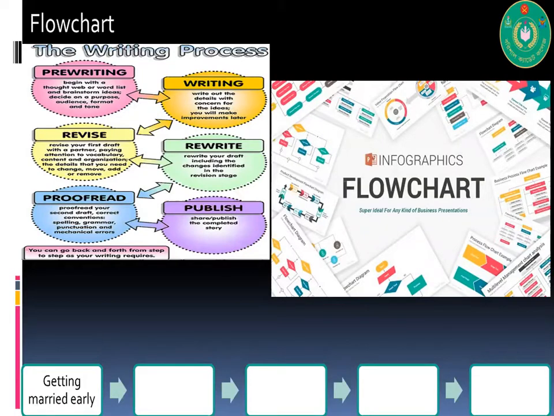So we are going to discuss the flowchart. See here, the flowchart is like that. There is a box and there are some other boxes. You have to fill them in as you are asked.